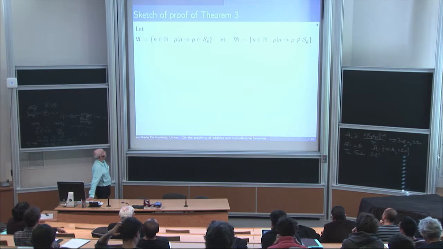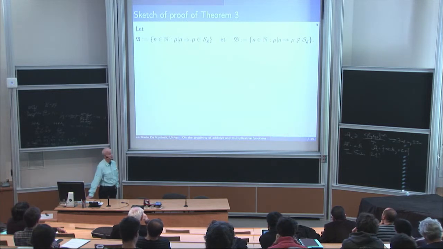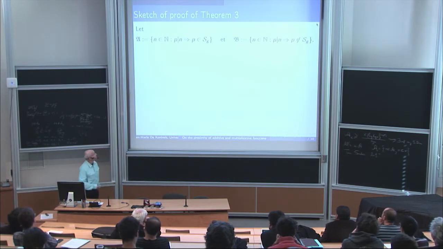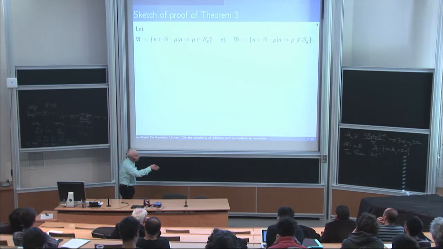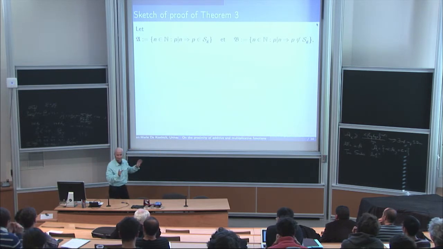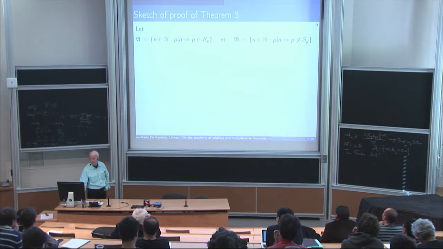I define 2 sets. A is those integers which have all their primes p in Sj. Sj is the set of primes for which f of p is different from 1. And then B is the set of integers for which all the prime factors are outside of Sj, in other words, f of p is equal to 1. The union of these 2 sets is not the set of natural numbers, but they are particular sets which will become very useful in a second.